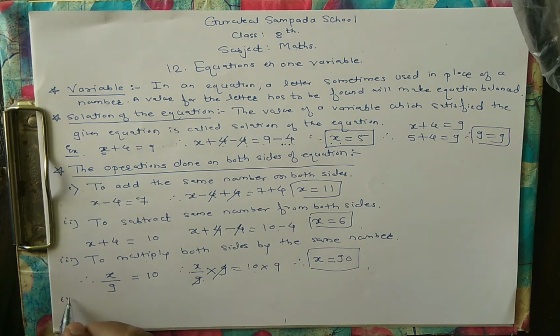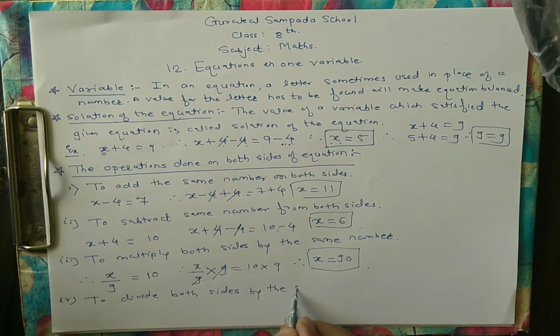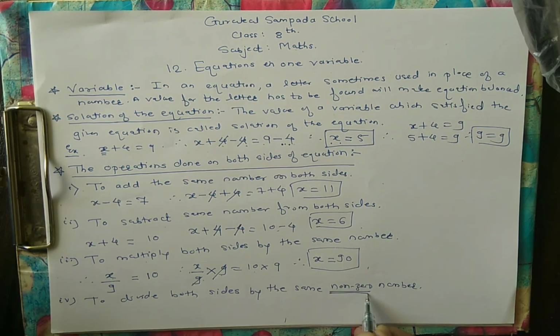And the last is to divide both sides by the same non-zero number. That is important, the number should be non-zero, because any number divided by 0 is not defined, or the value will be infinity. So I am intentionally writing here a non-zero number.